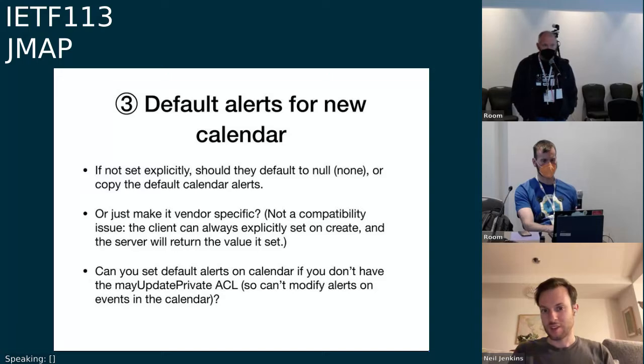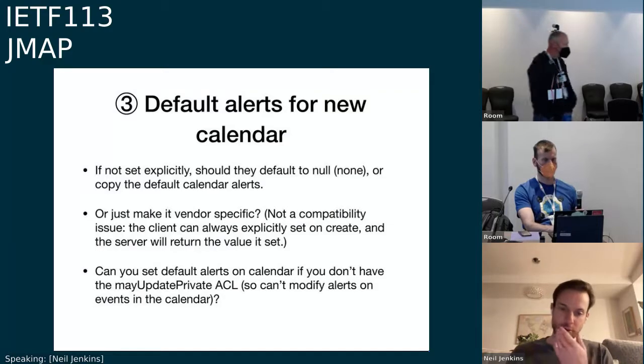If the server does inherit it, then they should probably be returned as part of the create response, so the user knows what happened and can change it. Exactly, they would have to be. Yeah, because that's already part of the core spec of JMAP. If the server sets it and it's not explicitly set by the client, the server has to tell the client what it did. I'm comfortable with that.